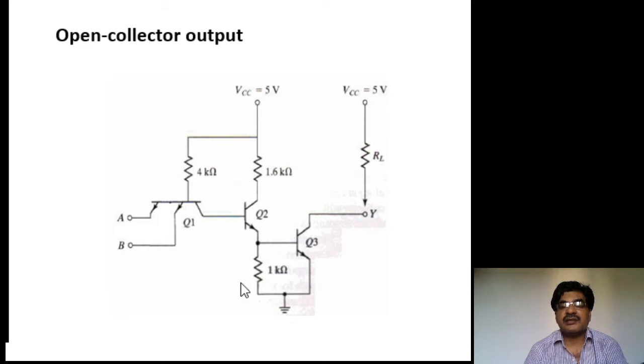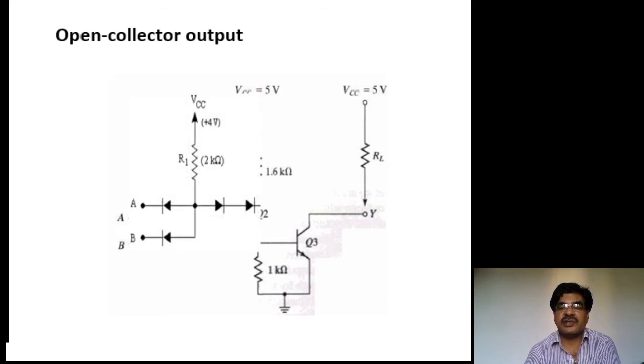Actually, the open collector output configuration is just a modified form of the DTL, that is diode transistor logic. You know, in diode transistor logic you have four diodes: two input diodes at the inputs A and B, and two diodes in between these input diodes and the final transistor. So all the diodes are replaced by Q1 transistor and Q2 transistor here. The Q1 transistor replaces the input diodes A and B and diode D1.